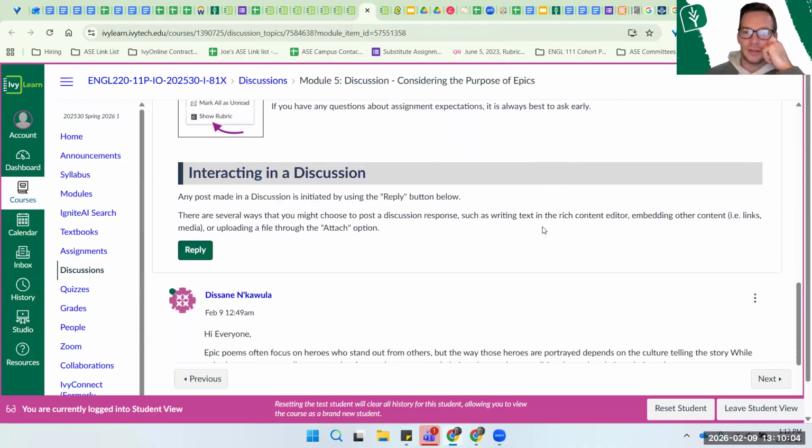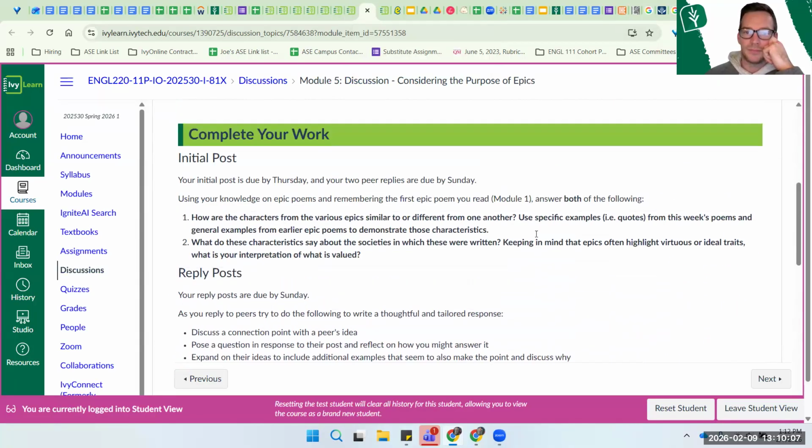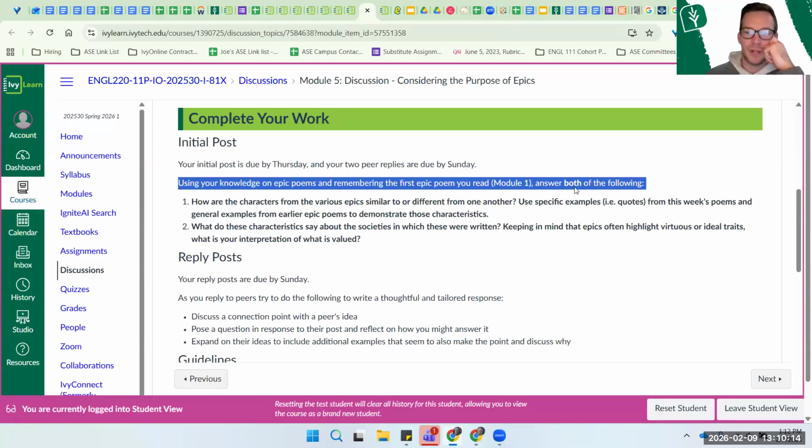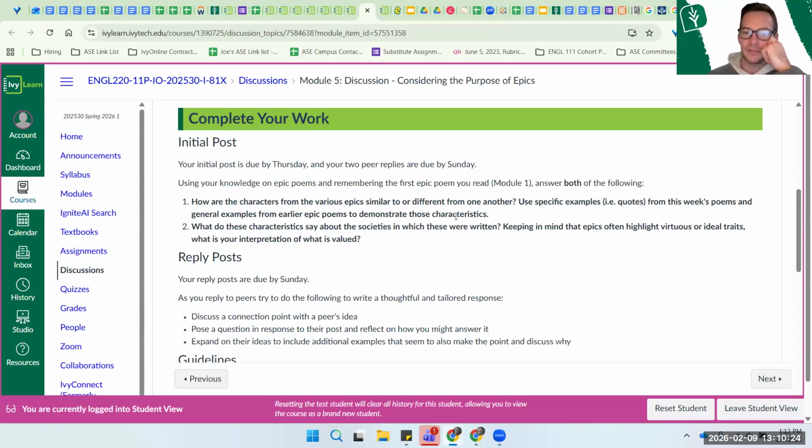But now for our discussion. So the discussion this week, where I'm picking on you or you're raising your hand, you're going to answer both of these questions using your knowledge in epic poems and remembering the first epic poem you read all the way back in Module 1. How are characters from the various epics similar or different from one another? What do those character differences and similarities have to say about the societies in which they are written? So again, trying to place that cultural lens and that historical lens over the work that we're reading.